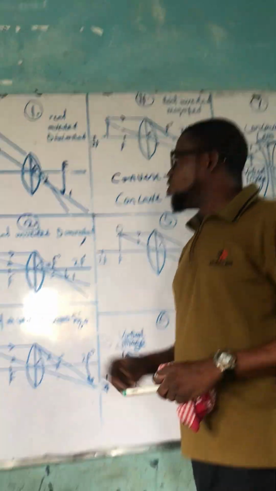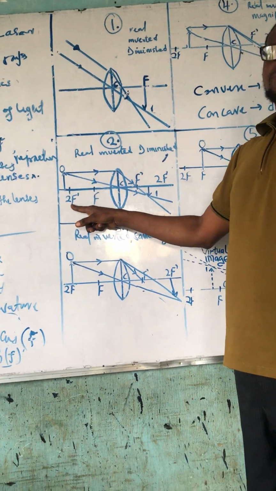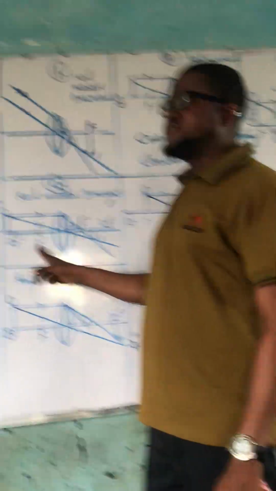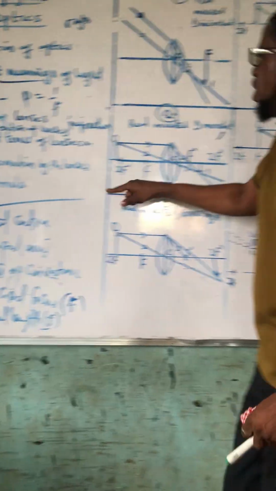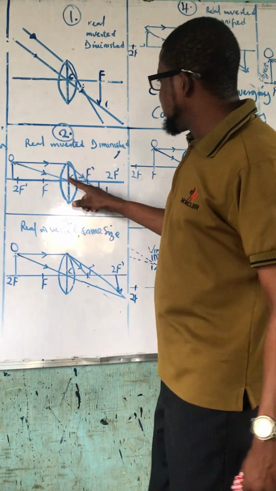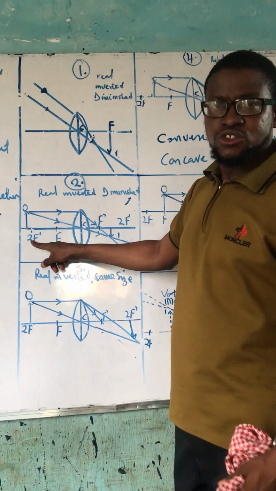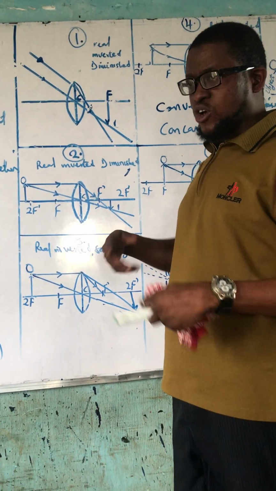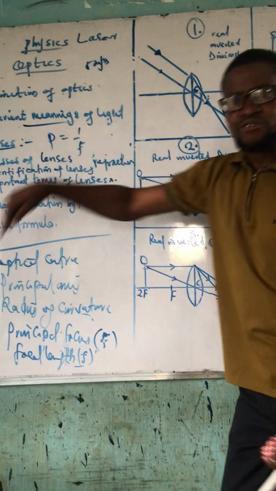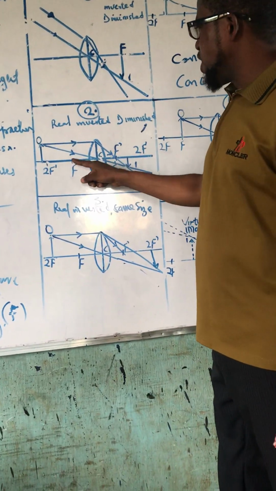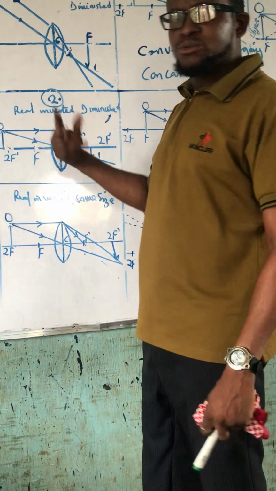Now, second position, when the object comes a little beyond 2f. The meaning of 2f: if this is the principal focus, or I call it focal length, double of it becomes 2f. That is, here to here is f, here to here is another f. So from here to here now becomes what? 2f. That's how you got that. So 2f means double of the focal length. If from here to here is a focal length, then here to here is another focal length, then from here to here becomes double of what?